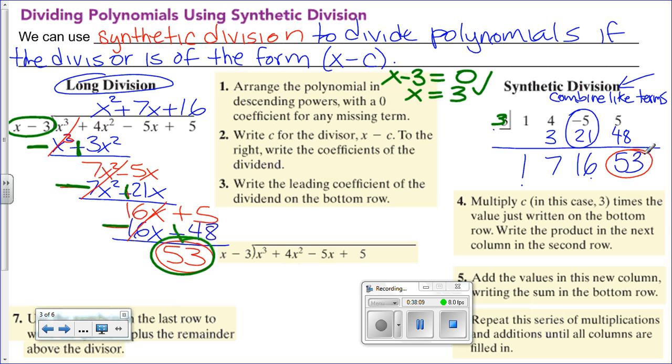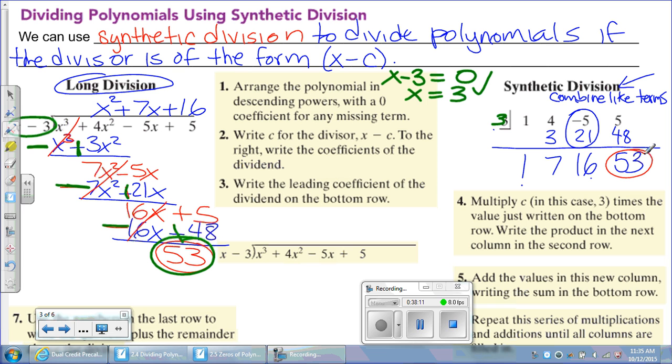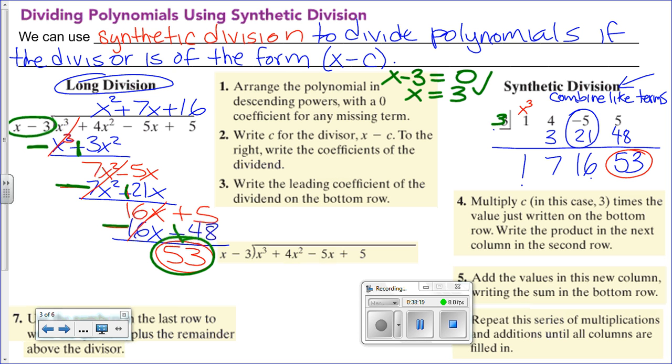Now, one thing to consider here is that if you start with a dividend of degree 3, that 1 is the coefficient of x to the third, the 4 is the coefficient of x squared, the negative 5 is the coefficient of x, and 5 is a constant term. Now here we are dividing by x minus 3, which is a divisor of degree 1, right? And in fact that is one of the conditions for you to use synthetic division. It must be degree 1. And also the coefficient of the divisor must be equal to 1.